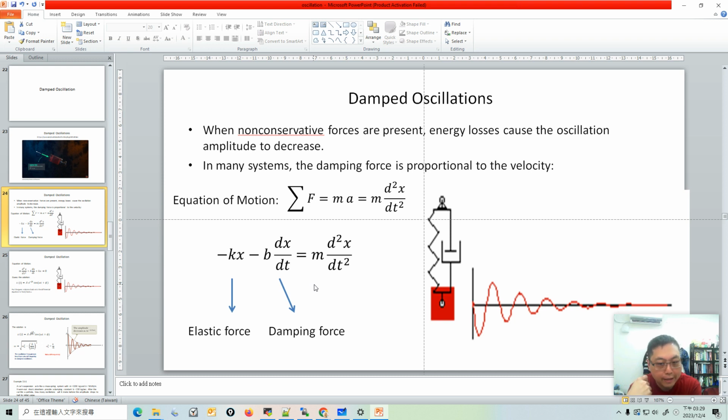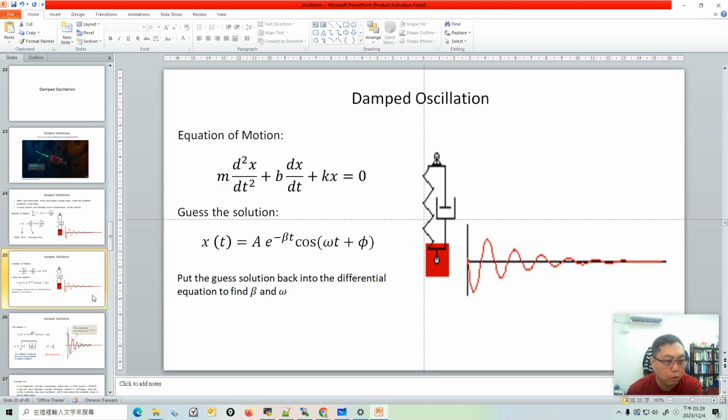But just like what we did in the simple harmonic oscillator, we can guess the solution. So how do we guess the solution? We can guess the solution like this. It's the amplitude times the cosine function, which is an oscillating function, and with time an exponential decay function.